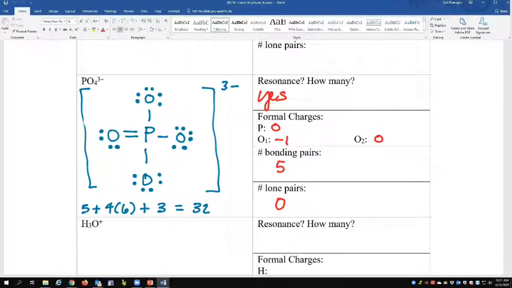And so this, well, actually I can't do it that way. It's too much moving around. But this double bond can be here, or here, or here, or here. So that's a total of 4 resonance structures.